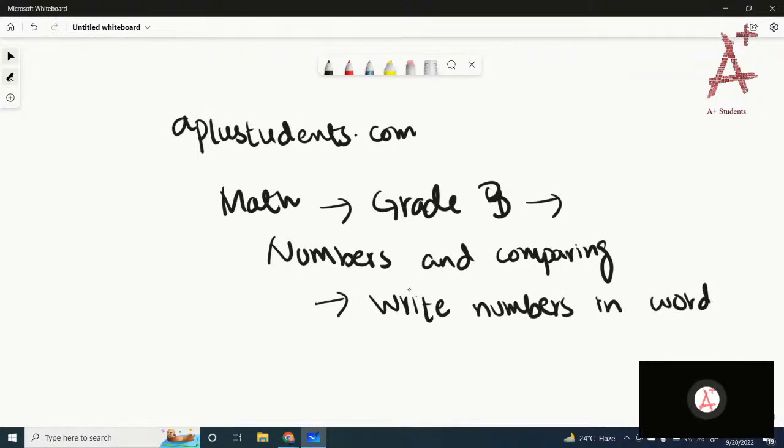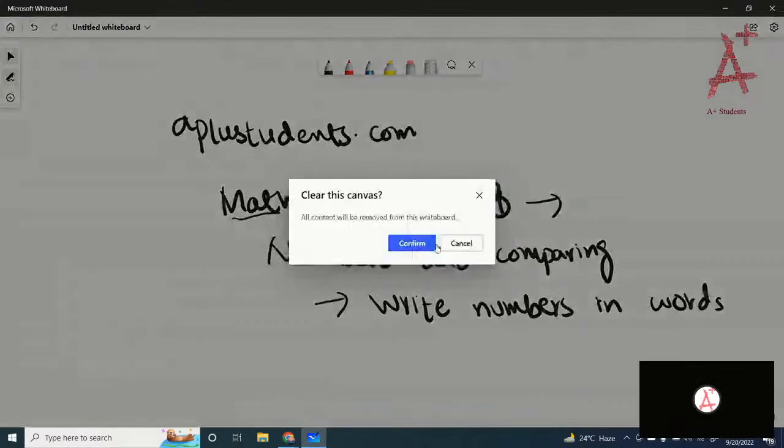So you can find the lesson on A plus. Just go to aplusstudents.com, then log in using your email address and password provided by the administration. Then select maths, then grade 3 maths, then select numbers and comparing and click on the continue button and then write numbers in words. So we are going to start with the first lesson, that is write numbers in words. Click on the continue button and you're on the lesson.